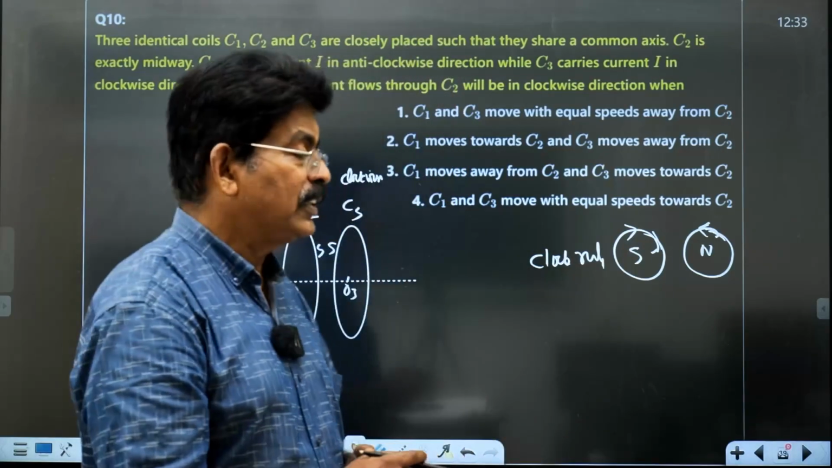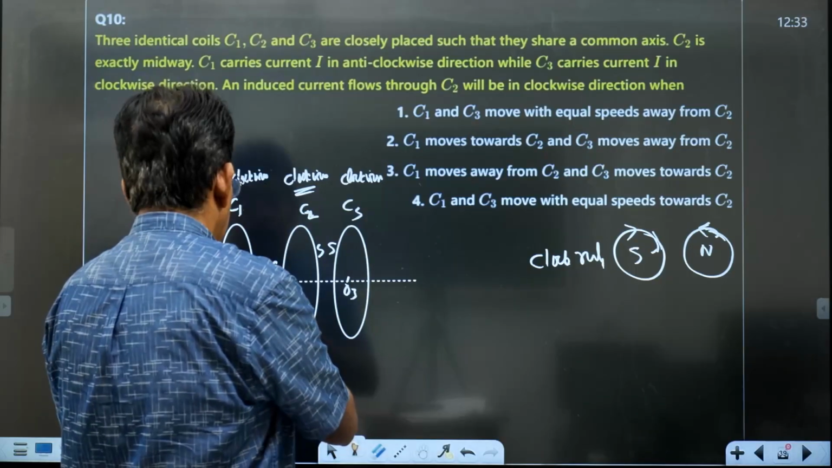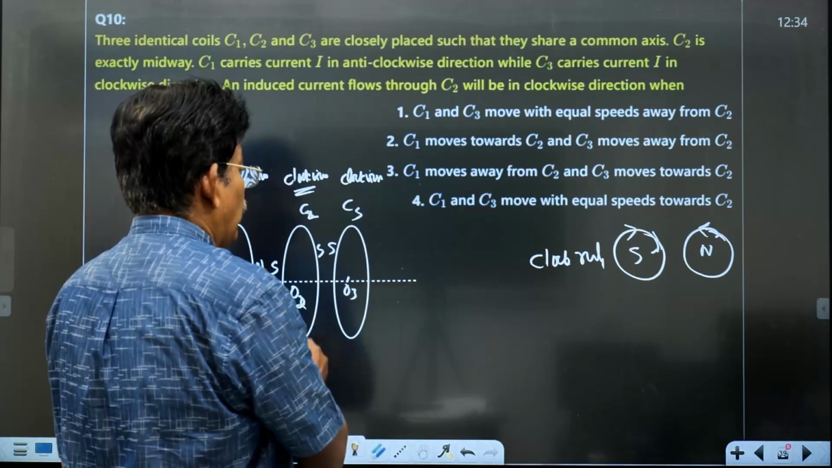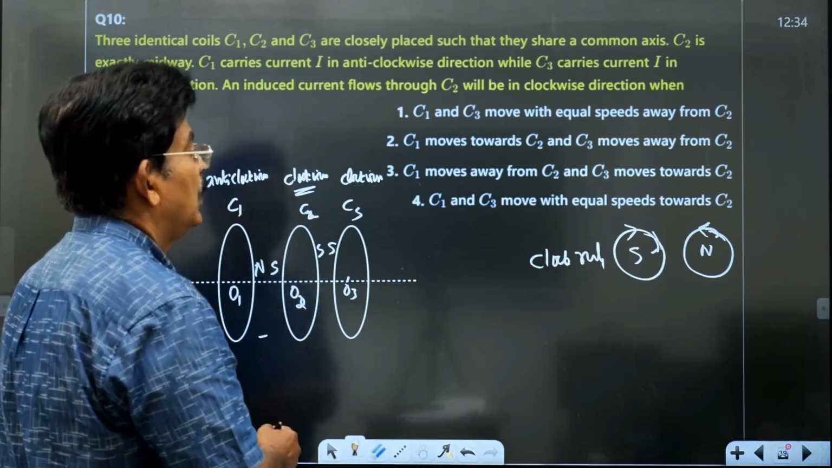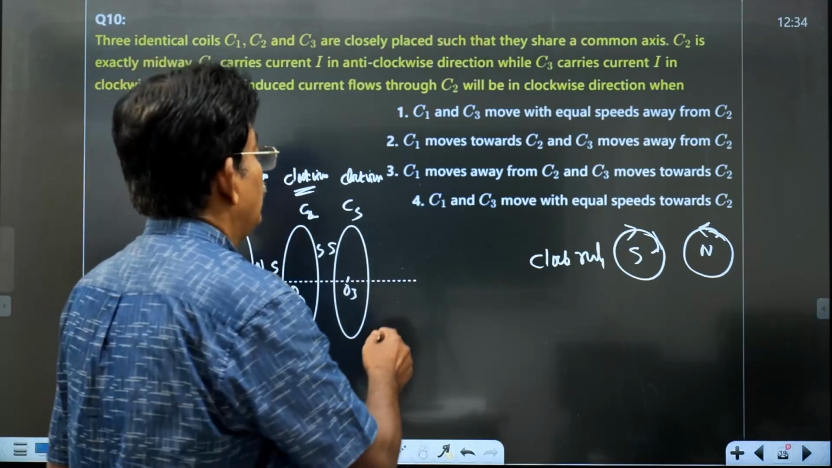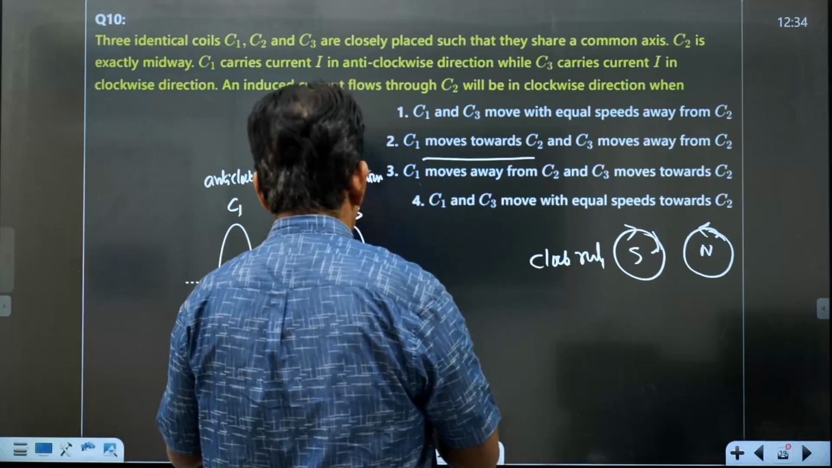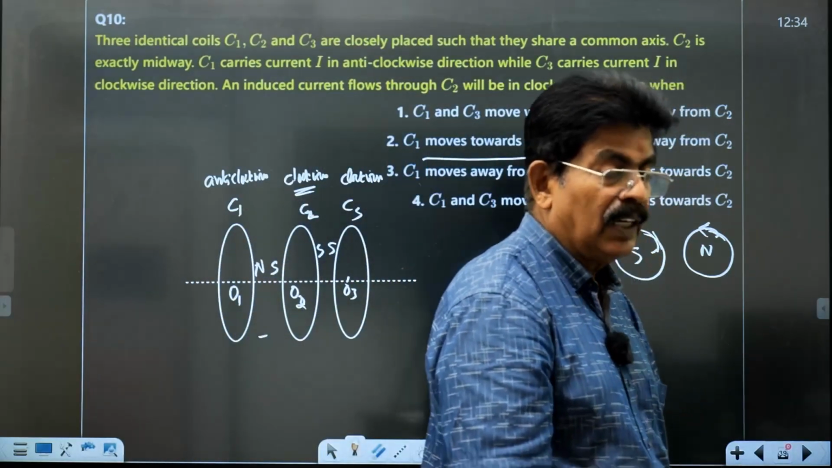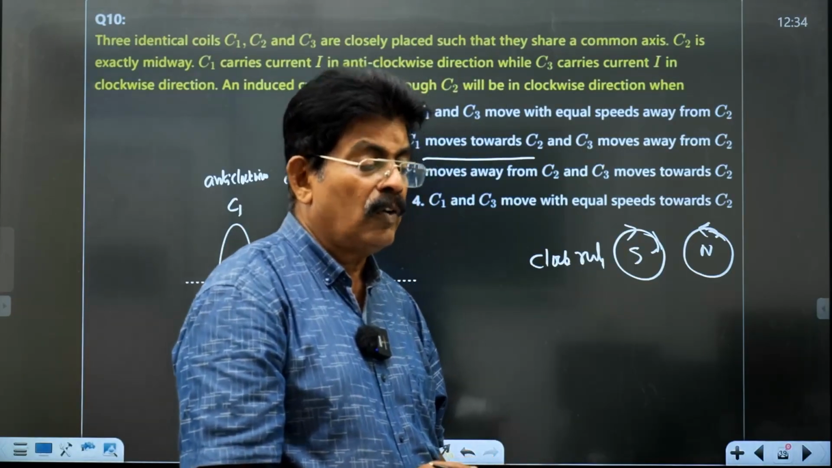Now look at the situation. For the persons at O1 and O2, one is a north pole, another is a south pole, they will be attracting. So what is the reason for that? C1 will be moving towards C2. Because of the north pole and south pole, C1 will be moving towards C2. As a result, what will be happening? The induced current is in clockwise direction.